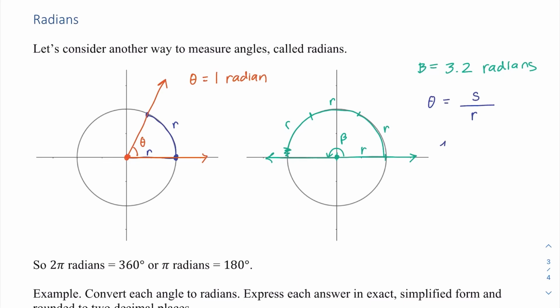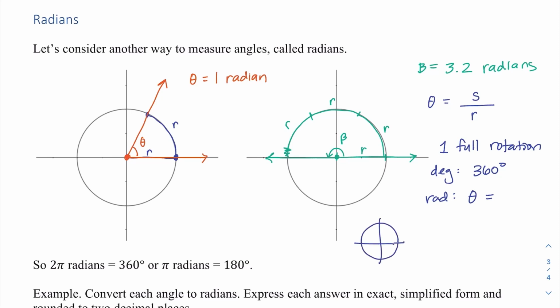Now, if I wanted to figure out how many radians is 1 full rotation, what would that measurement be? Well, I know that in degrees we have 360 degrees, but what about radians? With radians, I'm just going to use the equation that I just set up. And the arc length, well, that's just going to be my path. If I'm walking all the way around a circle, that's just the circumference. And I know the circumference is just 2 pi r.